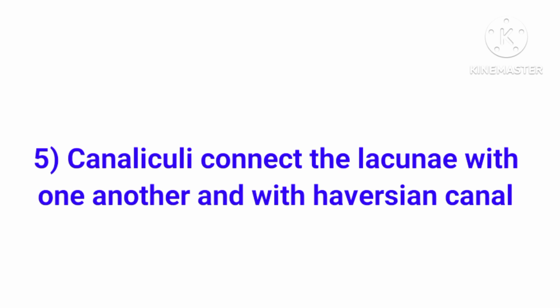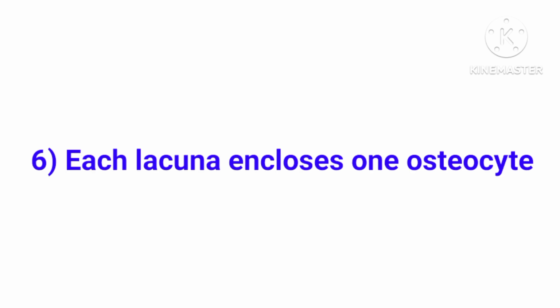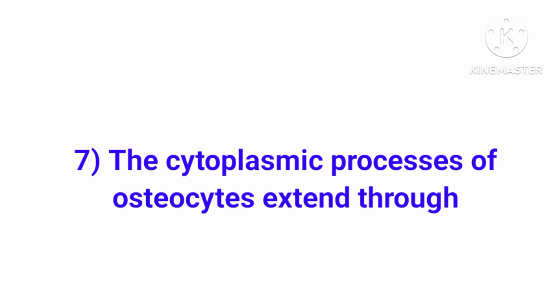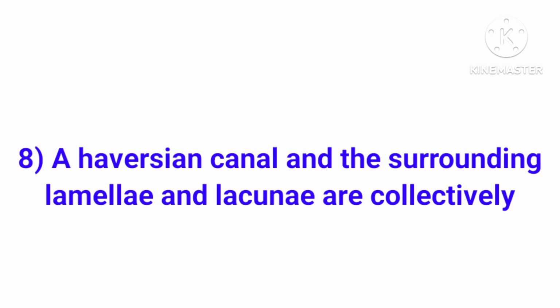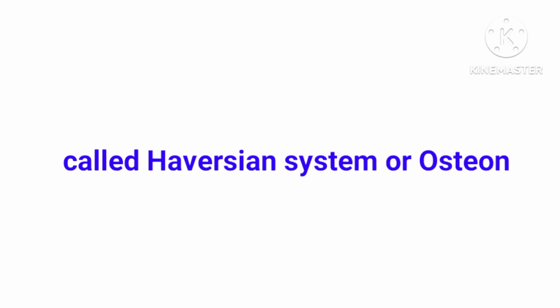Canaliculi connect the lacunae with one another and with Haversian canal. Each lacuna encloses one osteocyte. The cytoplasmic processes of osteocytes extend through canaliculi. A Haversian canal and the surrounding lamellae and lacunae are collectively called Haversian system or osteon.